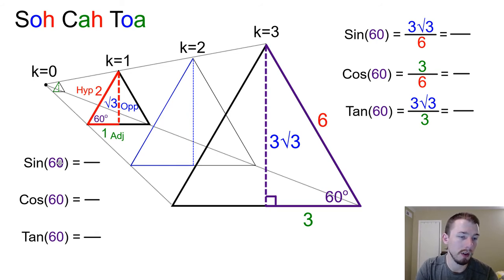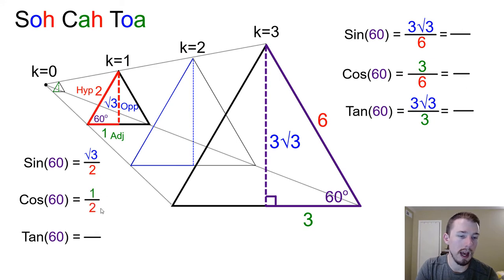So sine of 60, if you remember, sine stands for the opposite over the hypotenuse. With respect to 60, opposite is going to be radical 3. The hypotenuse is going to be 2, so that's going to be rad 3 over 2. Then the cosine is the adjacent over the hypotenuse, which would be 1 over 2, so 1/2.